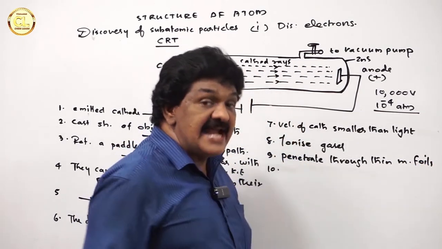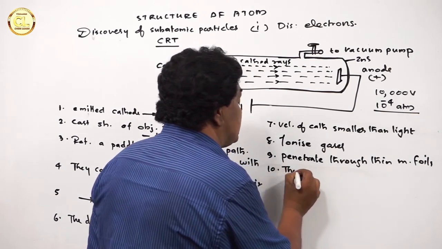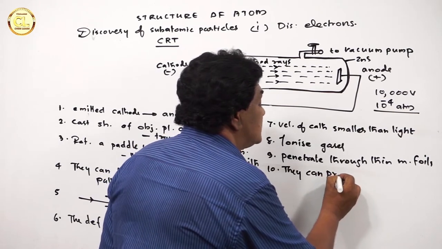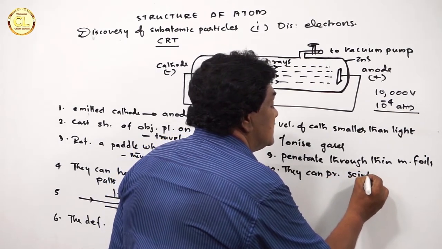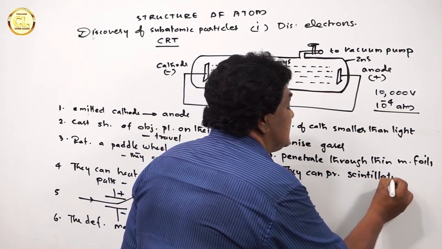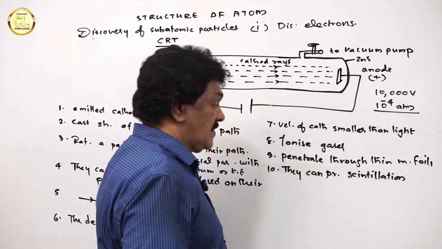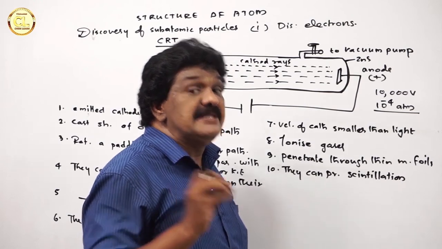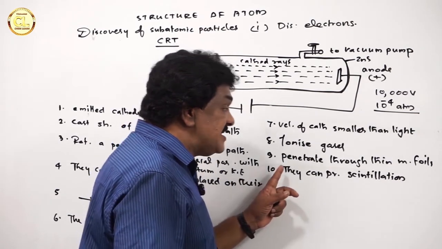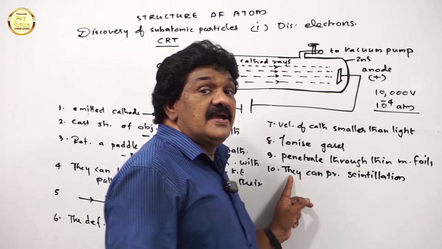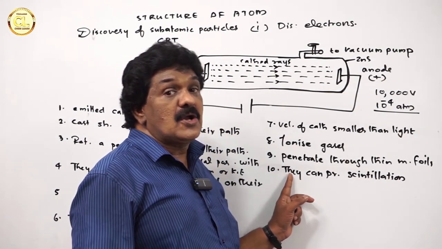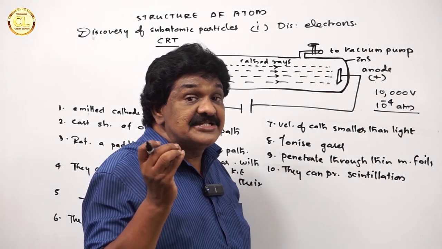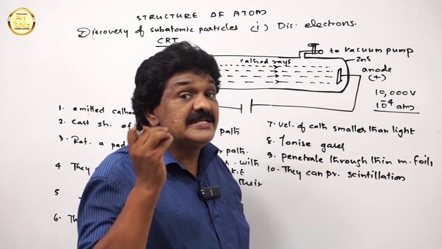Tenth point. They can produce scintillation. Scintillation means twinkling. It happens when they strike suitable fluorescent materials. And this is the important cause of producing pictures in CRT TVs, cathode ray tube TVs.